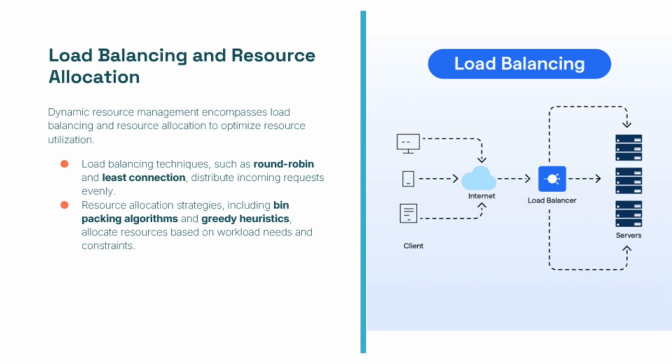Load balancing and resource allocation. Dynamic resource management involves load balancing and resource allocation to ensure optimal resource utilization and performance. Load balancing techniques, such as round-robin, least connection, or weighted round-robin, distribute incoming requests across available resources evenly. Resource allocation strategies, like bin packing algorithms or greedy heuristics, allocate resources based on workload requirements, resource availability, and constraints.